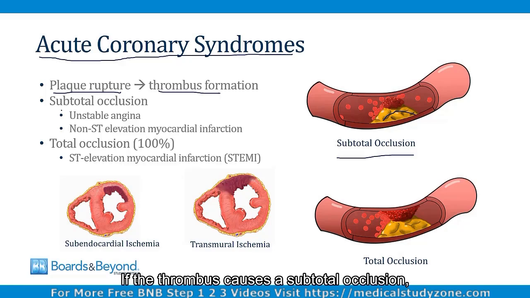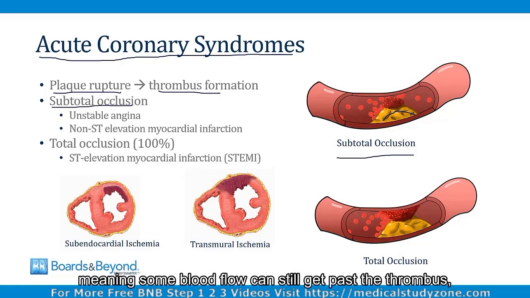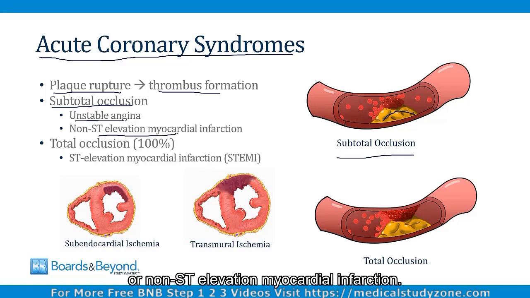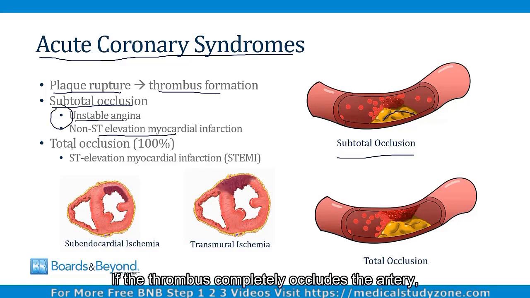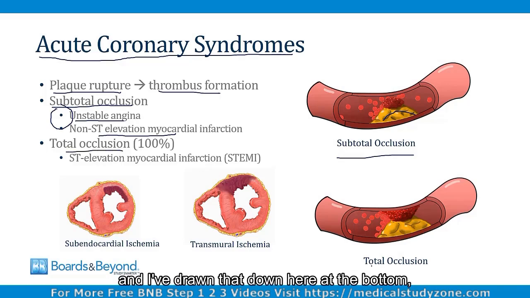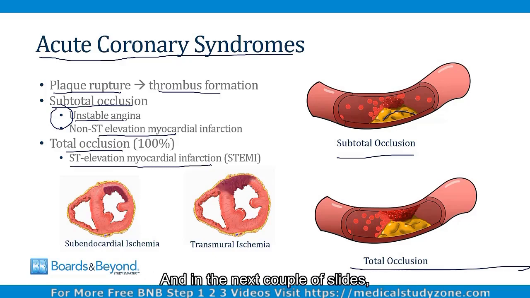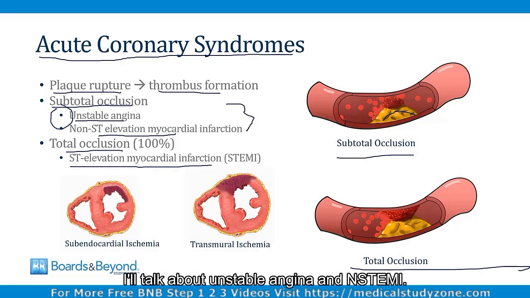If the thrombus causes a subtotal occlusion, meaning some blood flow can still get past the thrombus, this will lead to the clinical syndromes of either unstable angina or non-ST elevation myocardial infarction. Both of these are acute coronary syndromes. If the thrombus completely occludes the artery, and I've drawn that down here at the bottom, this will lead to the clinical syndrome of ST elevation myocardial infarction. And in the next couple of slides, I'll talk about unstable angina and STEMI.